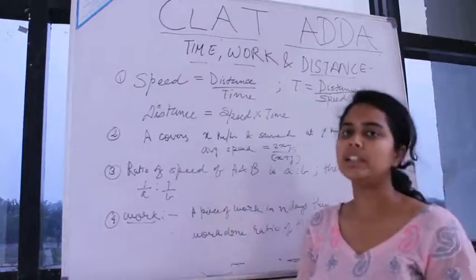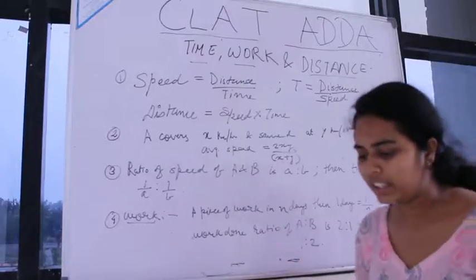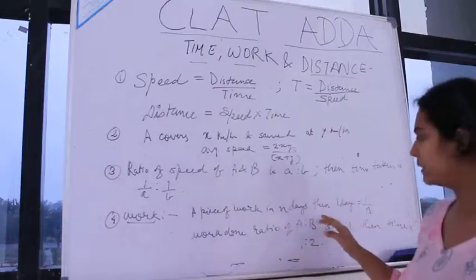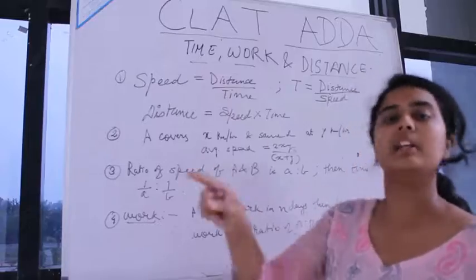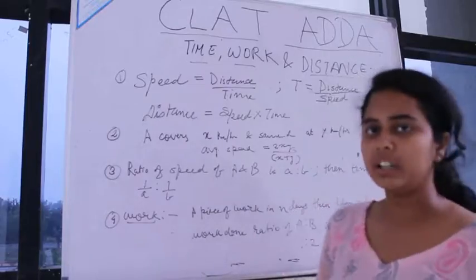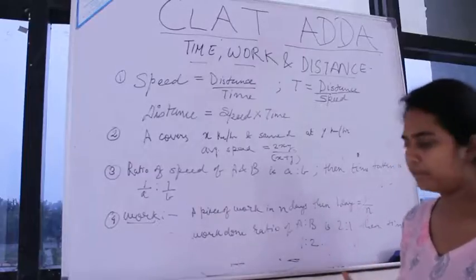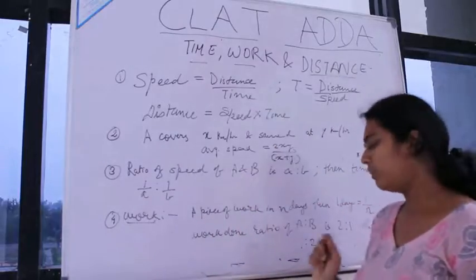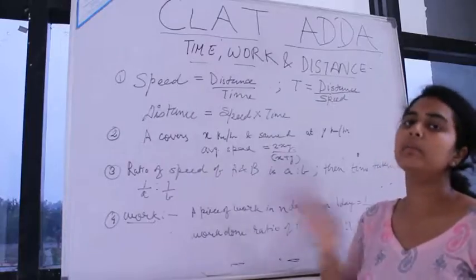Now coming to the last aspect, that is work done. If it is given that a person completes a work in n number of days, then what is the work completed in one day? It will be the reverse of the same, that is 1 by n. And in case the ratio of the work done by two persons is given and you are asked for the ratio of time, then it will be the reverse of the same. That is, if two persons like Ram and Sham do work in a ratio of 2:1, then the time taken by them will be 1:2.